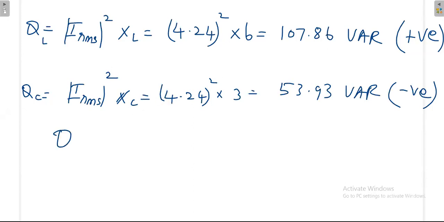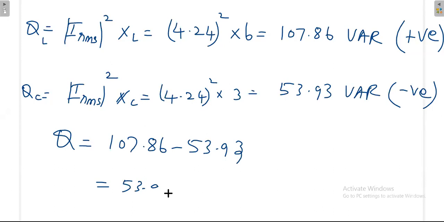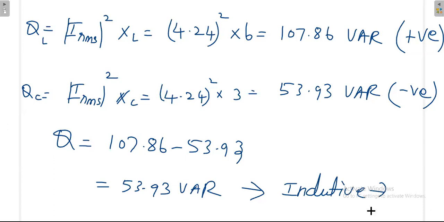Then what is the net power? Net power is 107.86 minus 53.93. Then the final answer is 53.93 volt ampere reactive. So finally it is positive. If it is positive, this is inductive nature. If it is inductive, this is lagging nature.